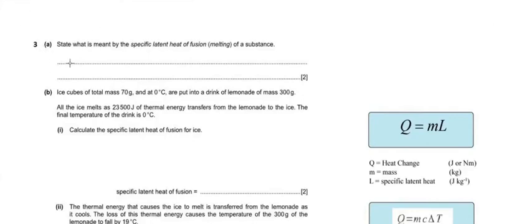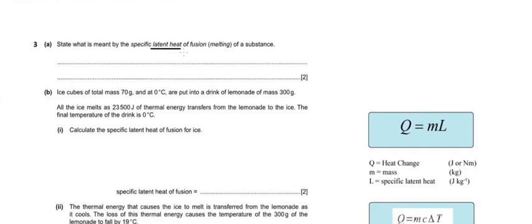The question number 3: state what is meant by the specific latent heat of the fusion or melting of the substance. So we had to learn two kinds of definition, one for the specific heat of the substance, and then the second one is for the latent heat of the substance.